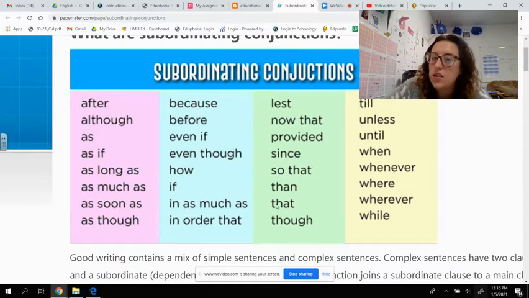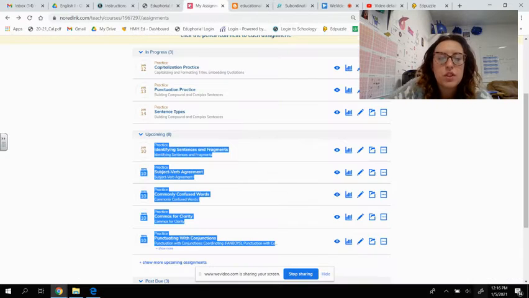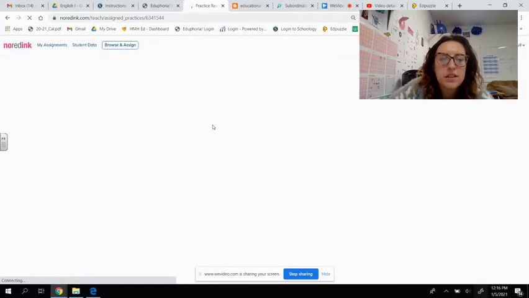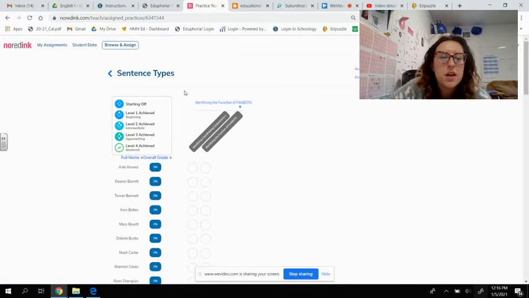Now, some of these, they're not always just subordinating conjunctions, okay? It's not always a complex sentence if they use these, okay? So remember that. So that, since, provided, lest, now that, till, unless, until, when, whenever, wherever, while. Okay. Let's go to our Schoology practice for today. Doing sentence types, building compound and complex sentences.